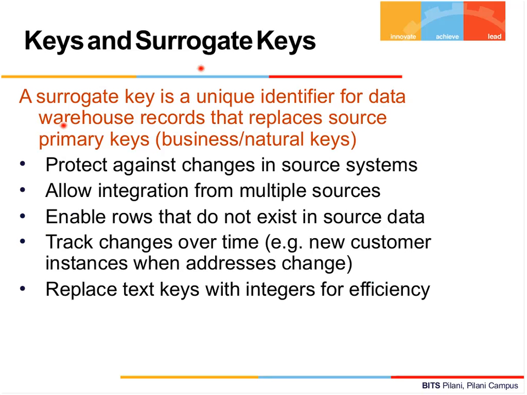Keys and surrogate keys. A surrogate key, we talked about it. It's a unique identifier. It's going to be a sequence number, and for every natural key, we will have a surrogate key. It's going to protect against changes in the source system. This is what I think one of you asked: why are we creating surrogate keys? We're creating surrogate keys because we would like to protect against the changes that happen in the source systems.